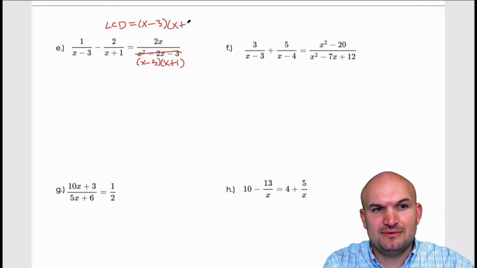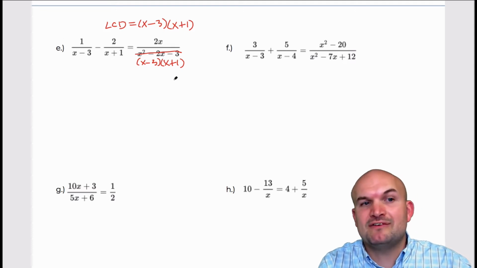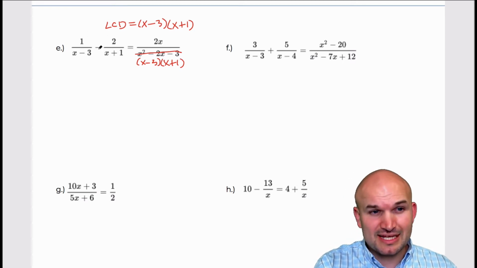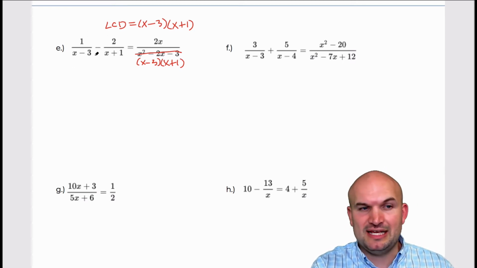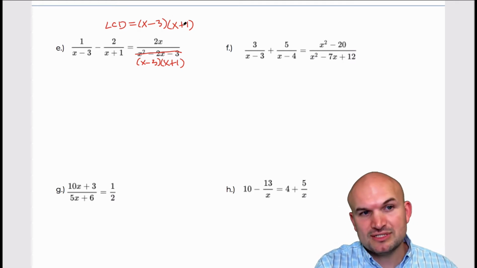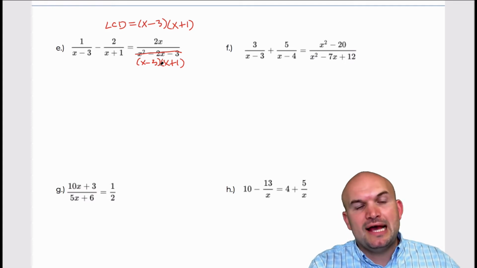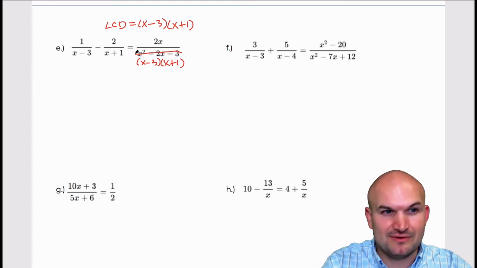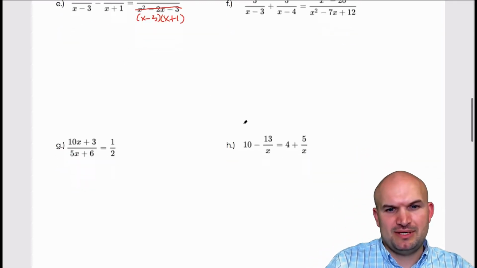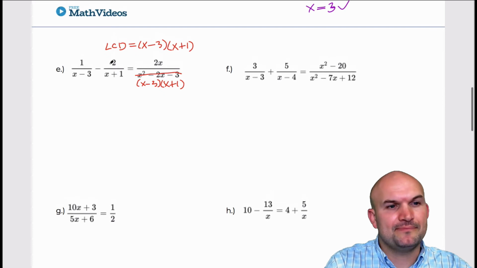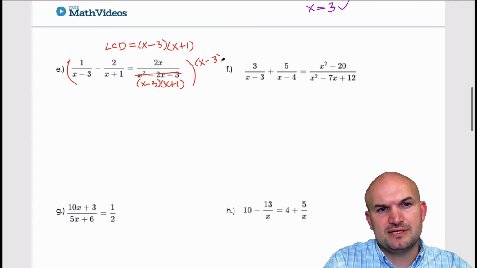So a quick little step here, like I've been doing the same thing, multiply everything times the LCD. Hopefully you understand this point: when I multiply everything times this LCD, this x minus 3 divides out, leaving me just with an x plus 1. The x plus 1 will divide out, leaving me just with an x minus 3. So let's just write it out. Therefore, let's multiply everything times x minus 3 times x plus 1.